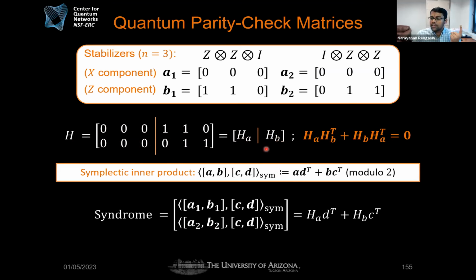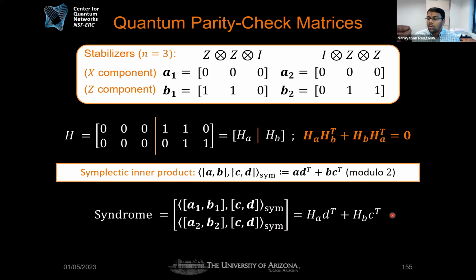Now, the first thing is the stabilizers must commute, which means the symplectic inner product of the stabilizers with itself and the stabilizer with other stabilizers should be 0. And that symplectic inner product constraint can be written in this form for HA and HB. So this is just the stabilizer commutativity constraint. And then the syndrome is simple. So you just take this HA, HB, and then you flip the X and Z parts of the error. And then you do HA D transpose plus HB Z transpose. Again, everything is modulo 2.